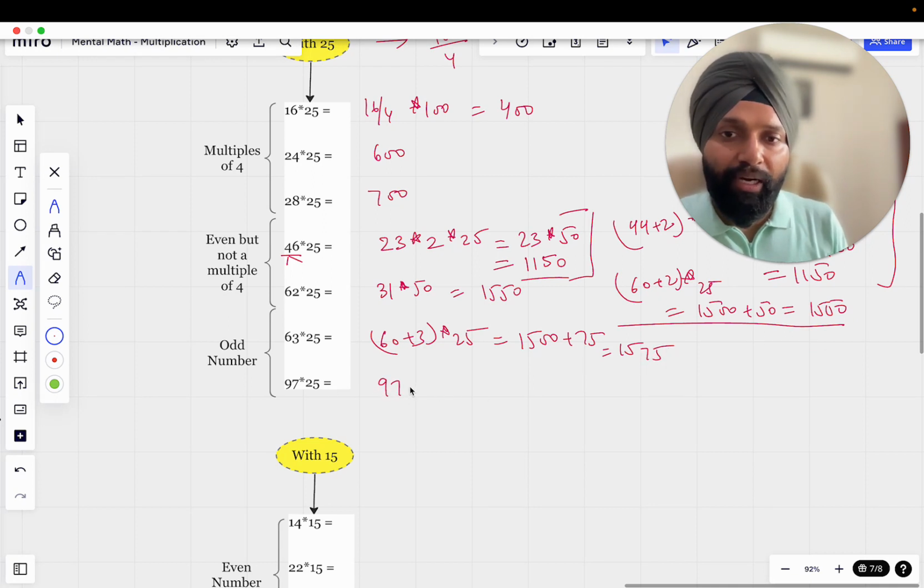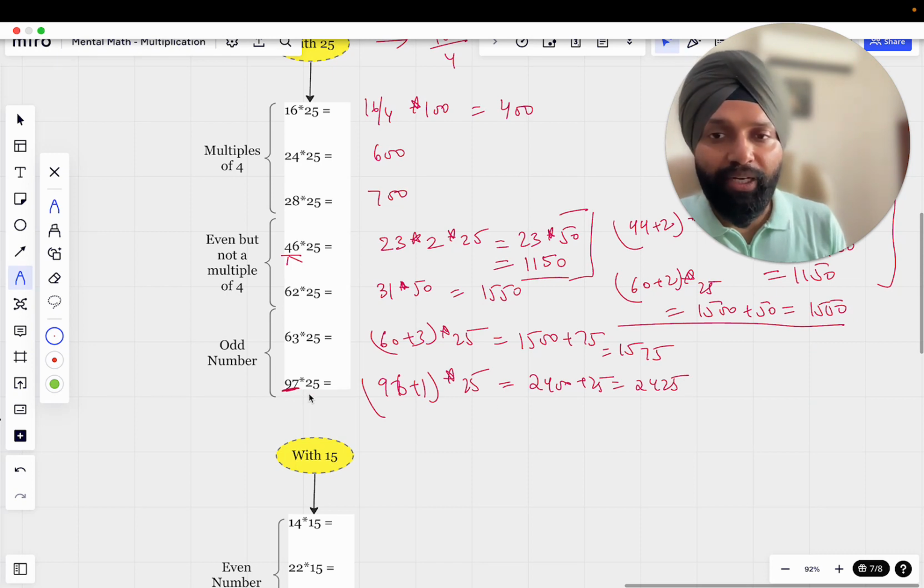97 into 25, again I can write it as 96 plus 1. Of course I need to know the closest multiple of 4, right? So this is the thing. So 96 into 25 will be just 2400 plus 25, so which is 2425.